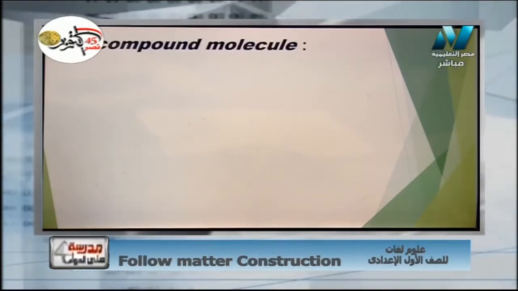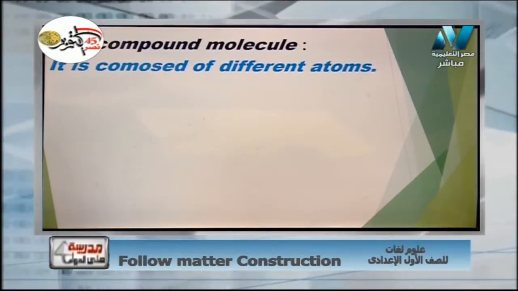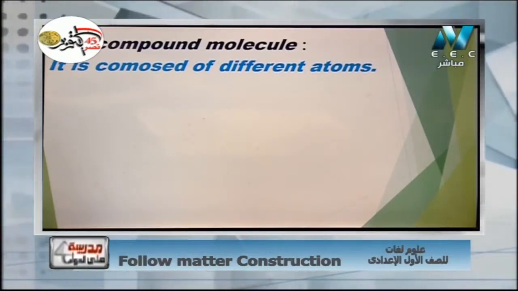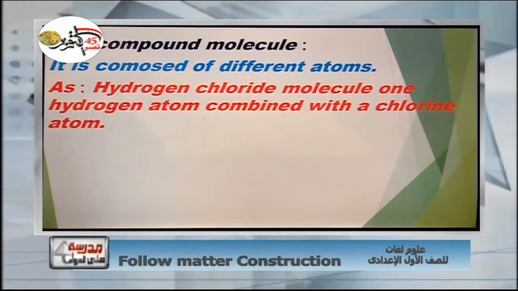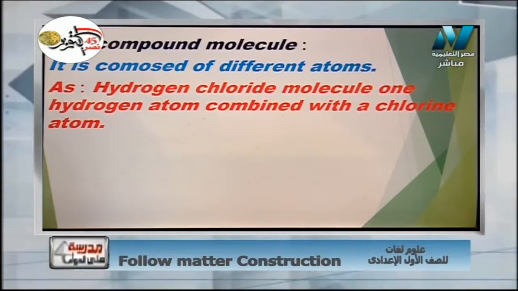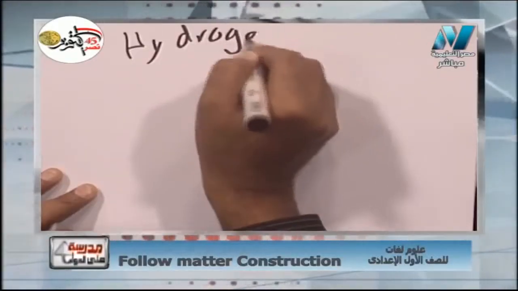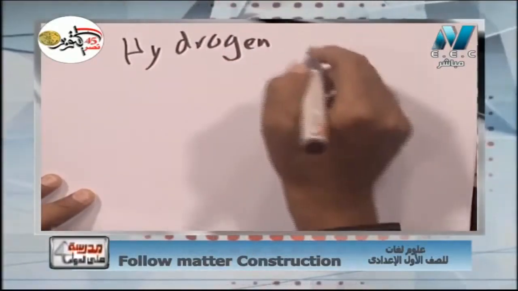The compound molecule. A compound molecule is composed of different types of atoms. As what? Hydrogen chloride. As you notice, my dear student, it consists of two names, hydrogen and chloride.